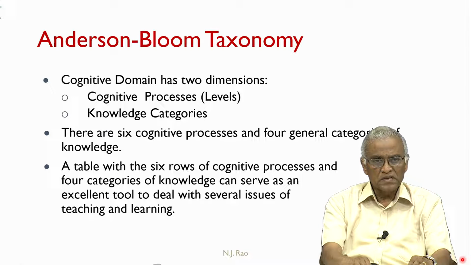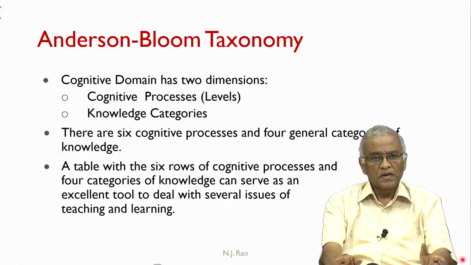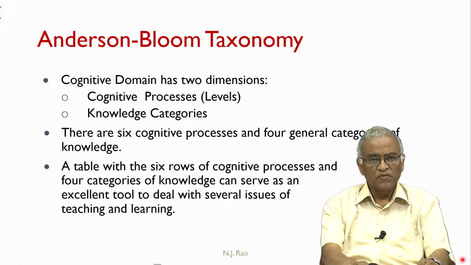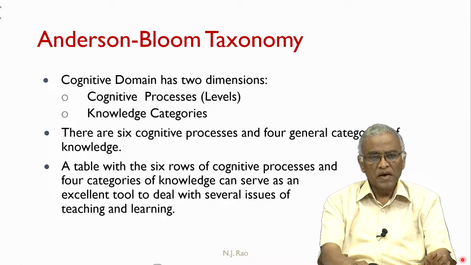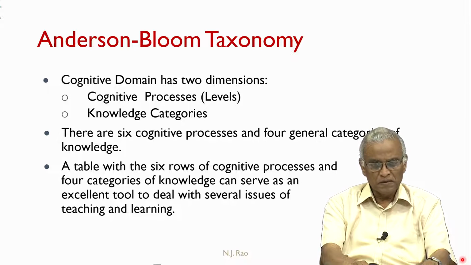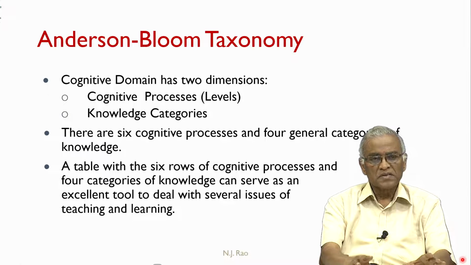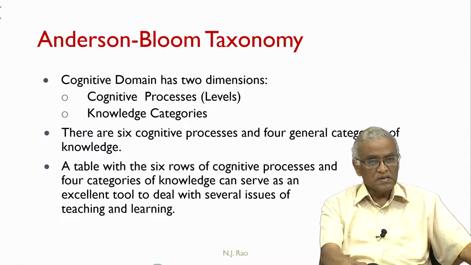So, these are two dimensions. Both the cognitive processes and knowledge categories can be integrated together in the form of a table, because they are two dimensions, so you cannot mix them. This table will have 6 rows of cognitive processes and 4 categories of knowledge, which can serve as a tool to deal with many issues related to teaching and learning. Let us take a look at the table.